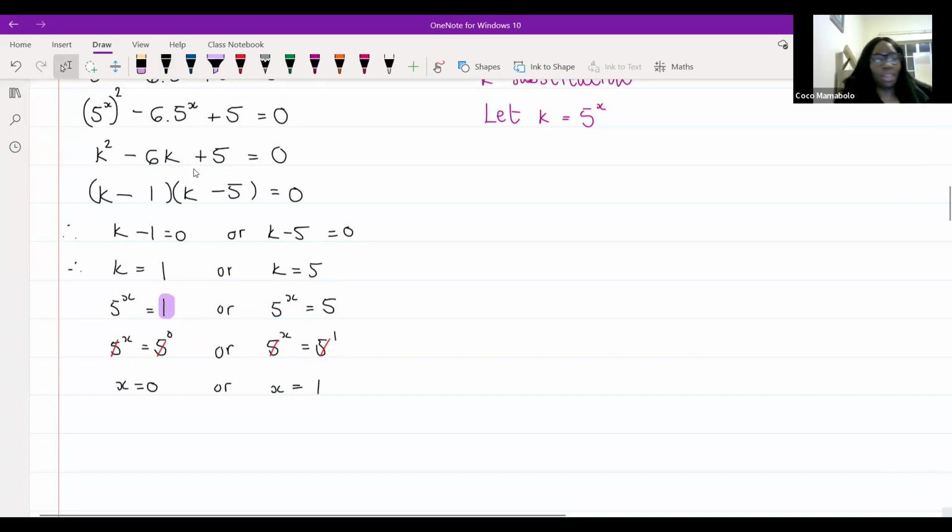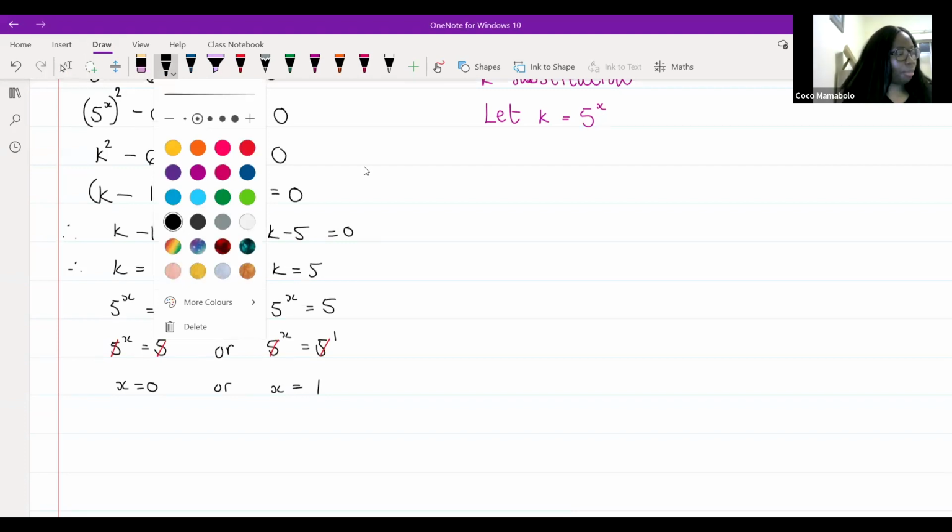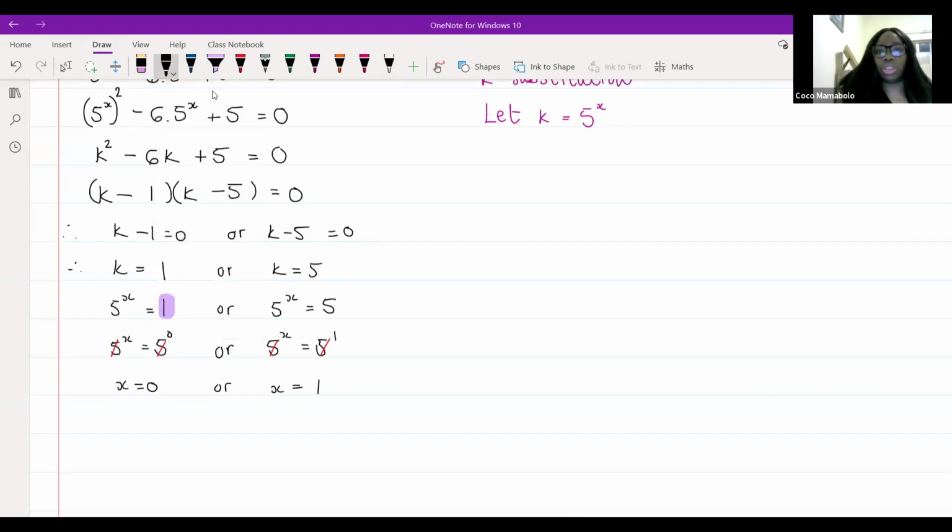All right. Are we okay with that? Yes. It's quite all right. Here's another example for you guys to try. 9 to the power of x minus 12 times 3 to the power of x plus 27 is equal to 0. Take it away, peeps. Pop your favorite emoji in the chat when you're ready.